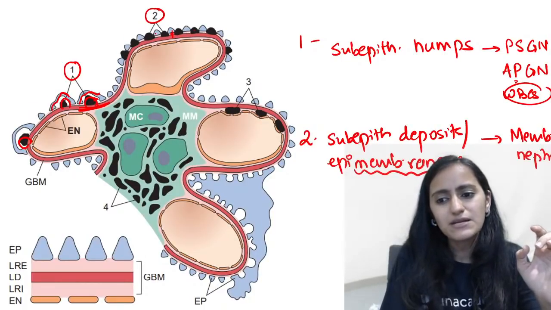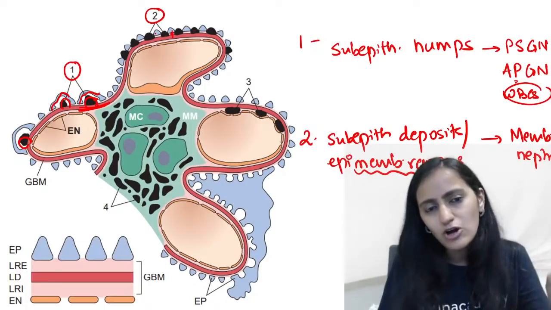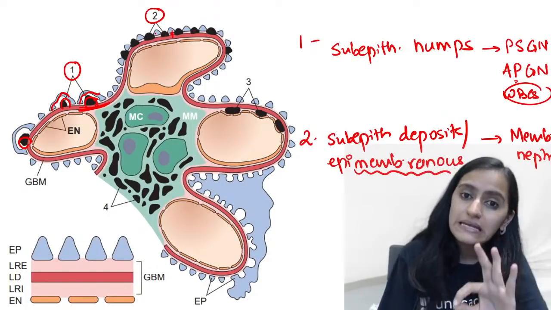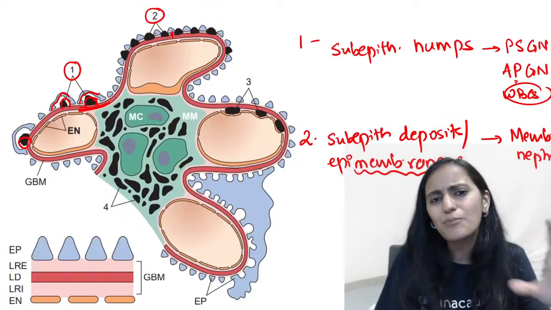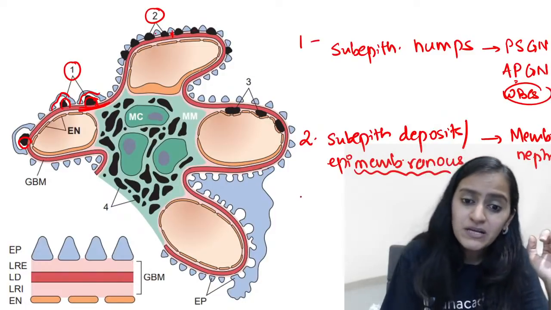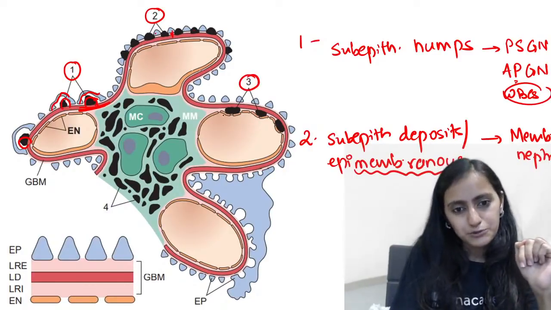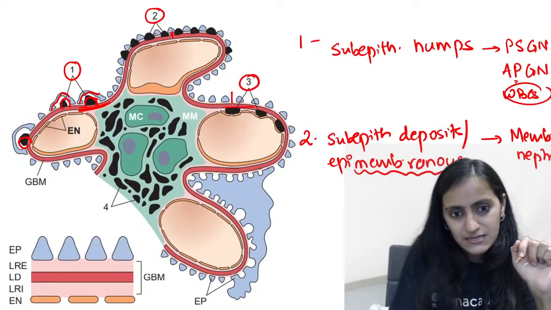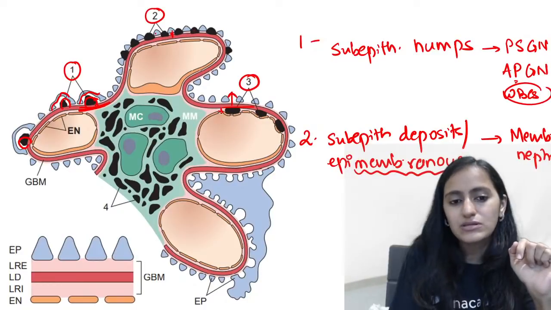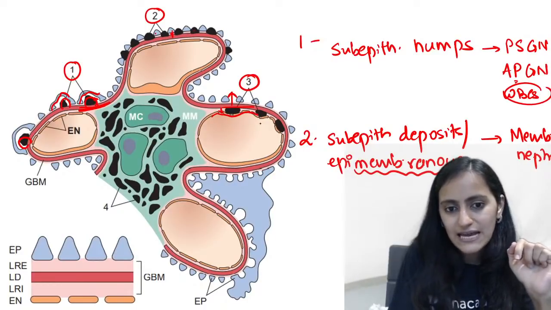These are seen in membranous nephropathy, a very common cause of nephrotic syndrome in adults. In children, it is your minimal change disease, right? The third one, what is number 3 showing you? Now this is the basement membrane, the epithelium side. This is the endothelium side. Okay, this is where you have the endothelium.